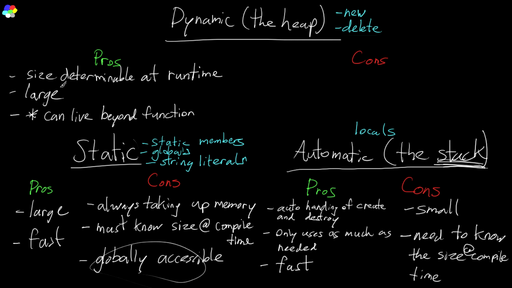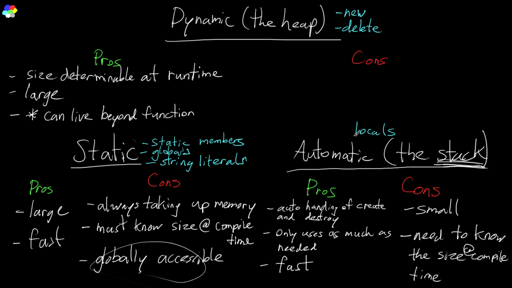Another pro is that the memory allocated with new can live beyond the function, because when you allocate something with new, it doesn't get destroyed when you leave the function. It only gets destroyed when you call delete. So you can allocate something inside of a function and return it from that function, and the thing outside of it can still access it. You can't do that with a local.